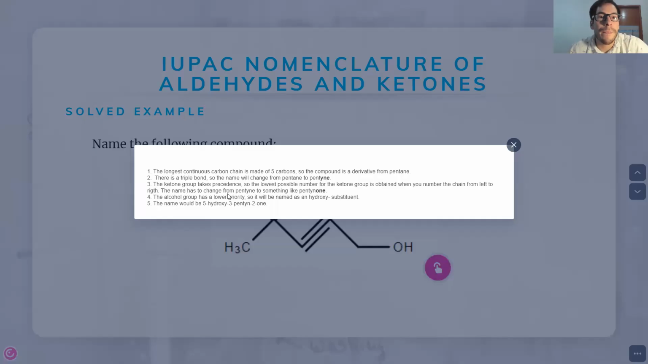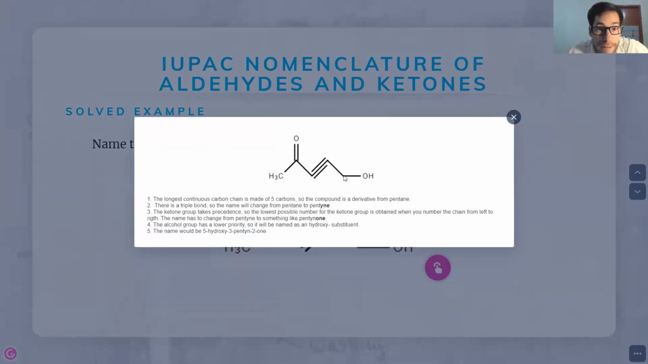Let's see. So the longest carbon chain is made of 5 carbons. So the compound is a derivative from pentane. Okay, 1, 2, 3, 4, 5, or 1, 2, 3, 4, 5. So there's a triple bond. We need to take this into account. So the name has to change from pentane, the alkane, to pentyne, the alkyne. Okay, the triple bond gives this -yne ending. Now the ketone group takes precedence. So the lowest possible number for the ketone group is obtained when you number the chain from left to right. So it will take the number 2.